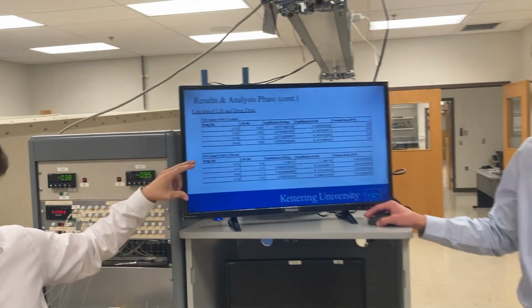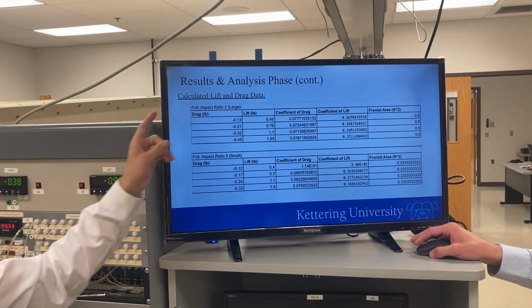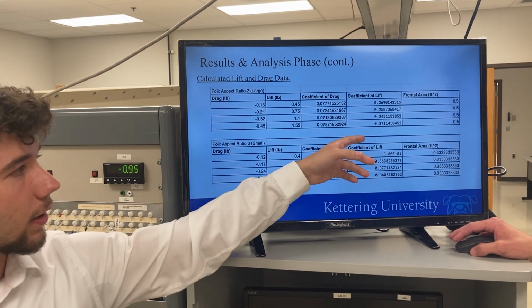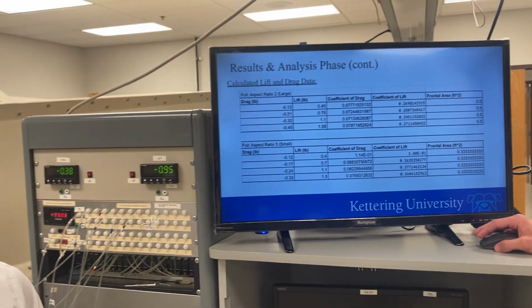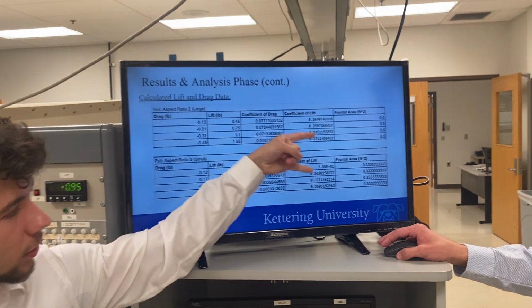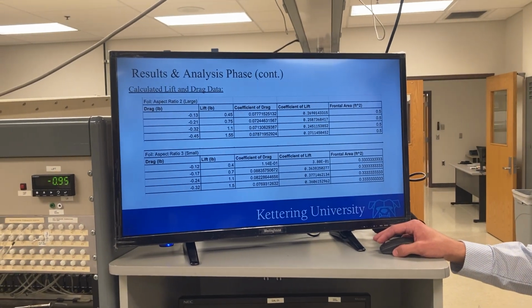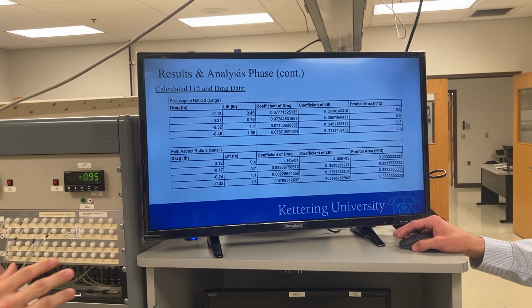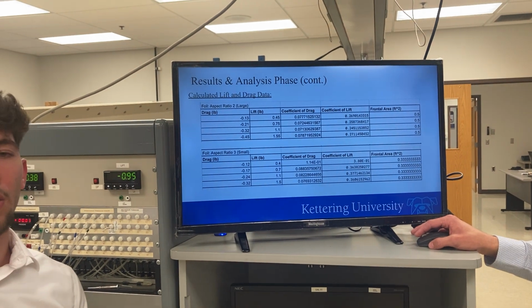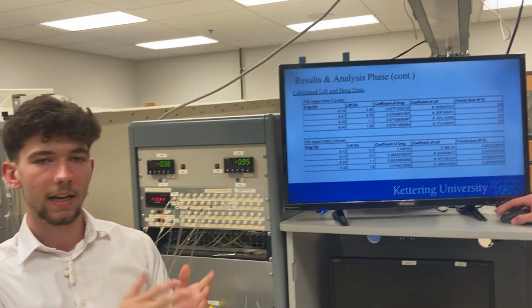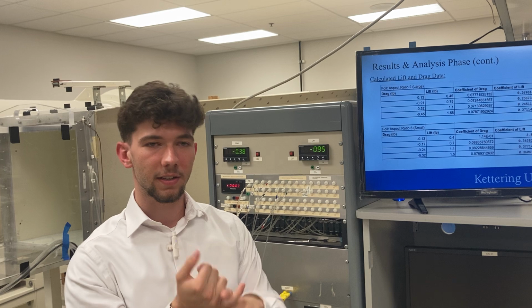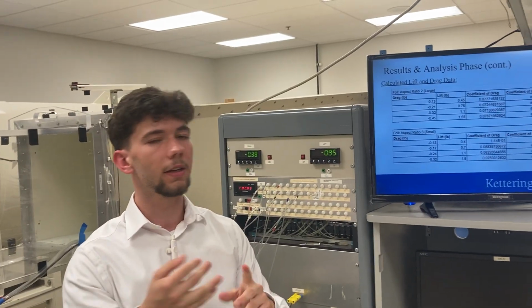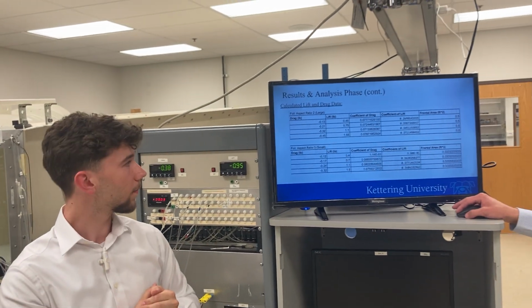Now, for each aspect ratio, for each foil, we were able to find the coefficient of drag and coefficient of lift. Something important to point out here is that to find the frontal area, we used an equation from the chord length from the background info, which was span squared over the area equals the aspect ratio. So we utilized the span length and the aspect ratio of each to find our necessary frontal area.